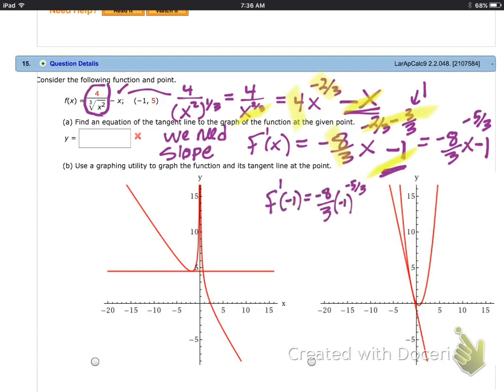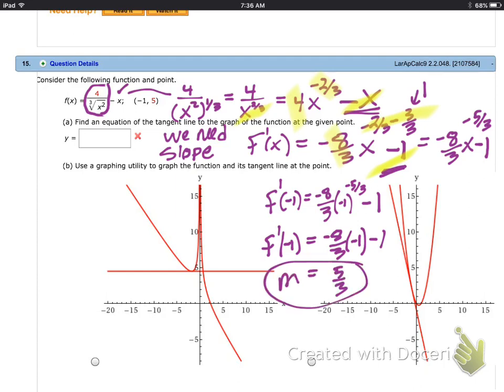Now we're actually going to put negative 1 in there because we're looking for the slope of the tangent at the point negative 1, 5. The derivative allows us to find the slope for that tangent line by plugging in the x-coordinate, negative 1. So I plugged it in. You can either use your calculator or do it by hand, but negative 1 to the negative 5/3 actually just ends up being negative 1. If you take a negative to an odd power, and negative 5/3 counts as an odd power, you get out actually negative 1, the same thing. And so the two negatives make a positive, and that's 8/3 minus 1, which is like 3/3. So that'd be 5/3 total, and you can use your calculator if you need to.